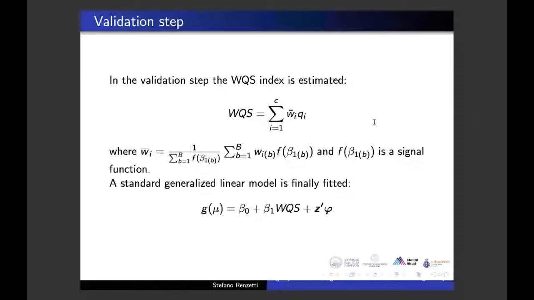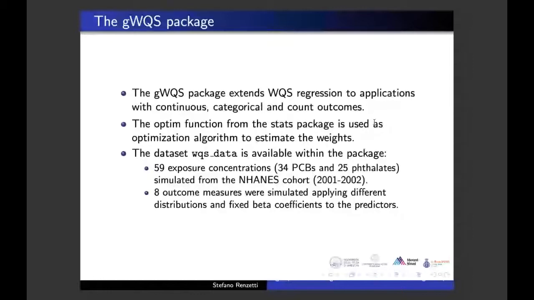The R package, gWQS, extends the regression method to application with continuous, categorical, and count outcomes. In particular, this package uses the optim function from the stats package as an optimization algorithm to estimate the weights. And we created the wqs_data dataset, which is available once the package is installed and loaded. So we can use this package to demonstrate the use of these functions. This data reflect 59 exposure concentrations simulated from a distribution of 34 PCB exposures and 25 phthalate biomarkers, which were measured in subjects participating in the NHANES study 2001-2002. Additionally, 8 outcome measures were simulated applying different distributions and fixed beta coefficients to the predictors.